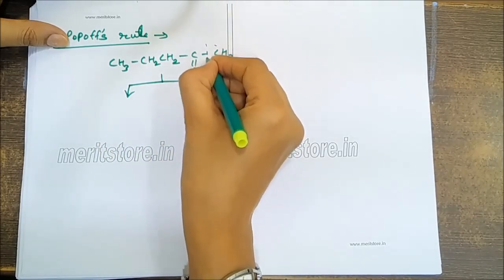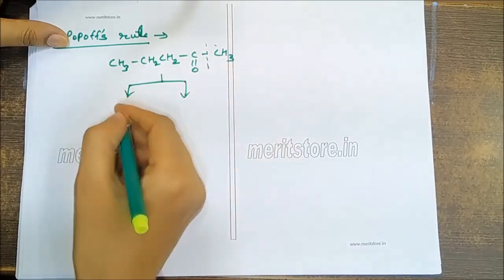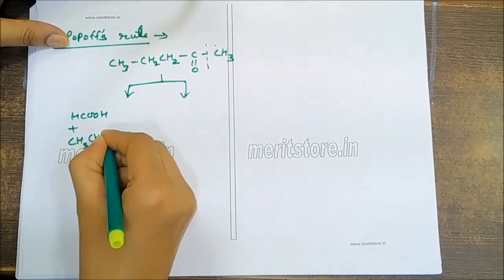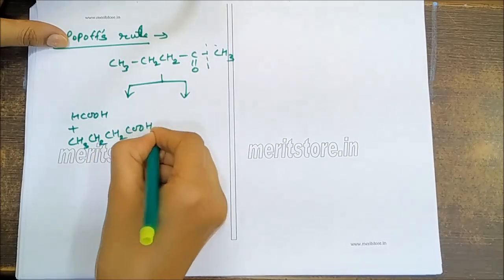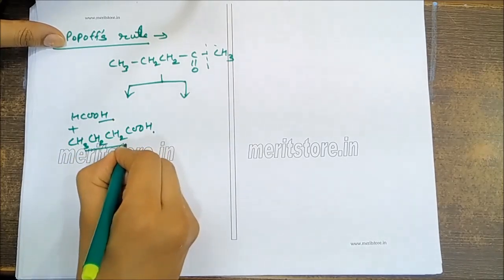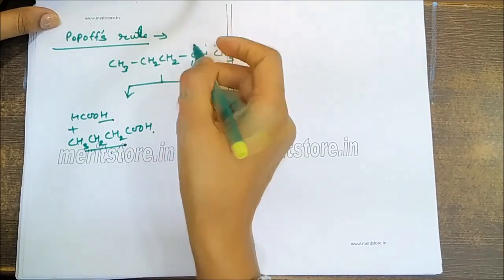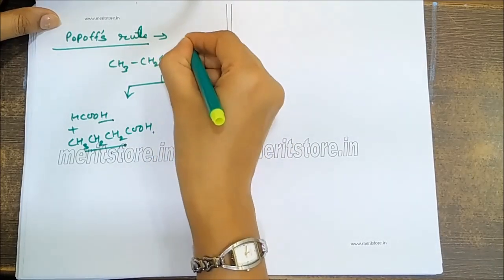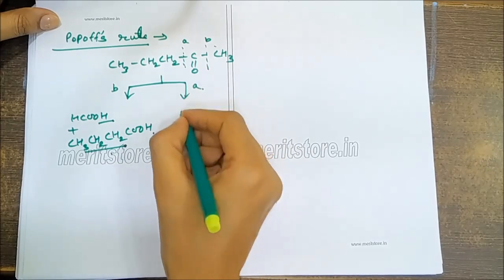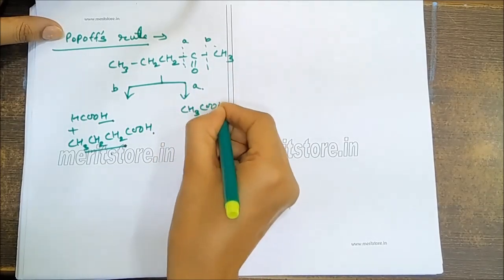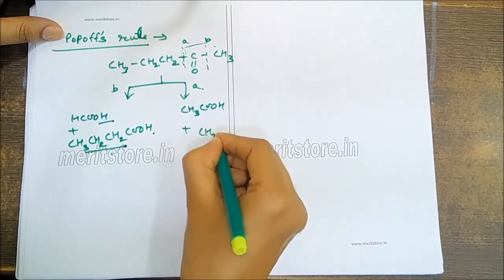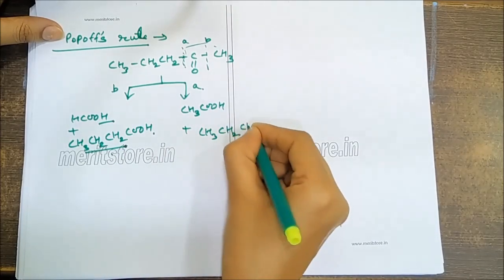If it breaks from this side, it will give formic acid plus butanoic acid. This is our formic acid and this is our butanoic acid. And if the cleavage happens on this side, this is our A side and this is our B side, then we will get this acid and this, so acetic acid and propanoic acid.